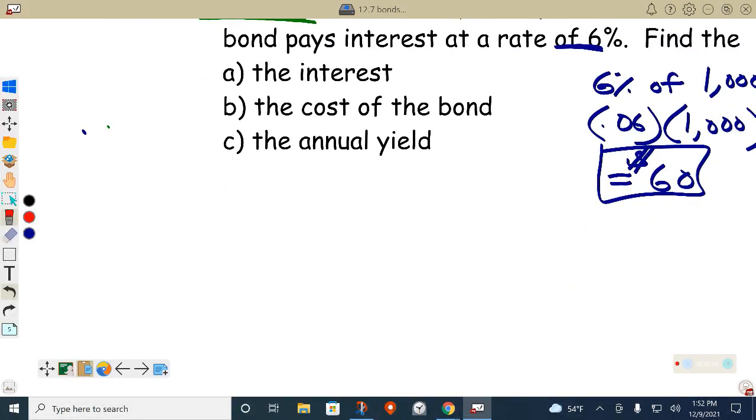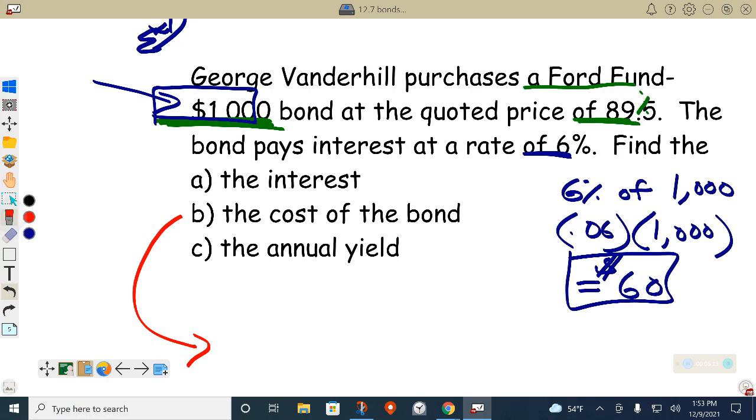I'm gonna do the cost of the bond now in part B in red. So how much does it cost? Well, the face value is $1,000, but that's not how much it costs. That's the face value. That's what they pay you after the end of the bond's term. The cost is right here, 89.5% of the face value.